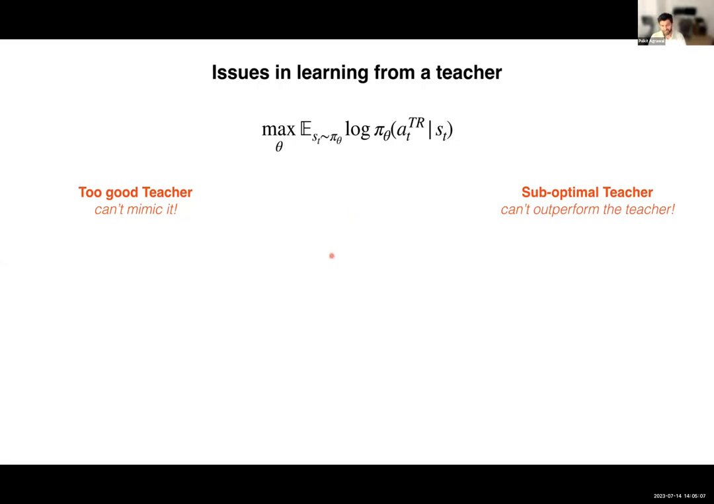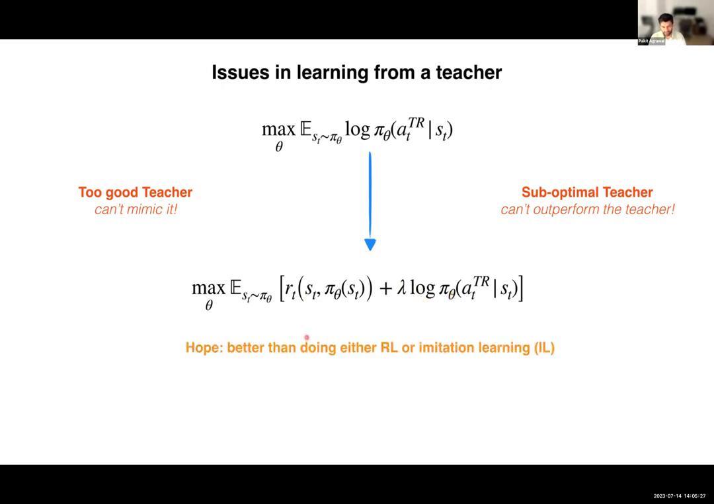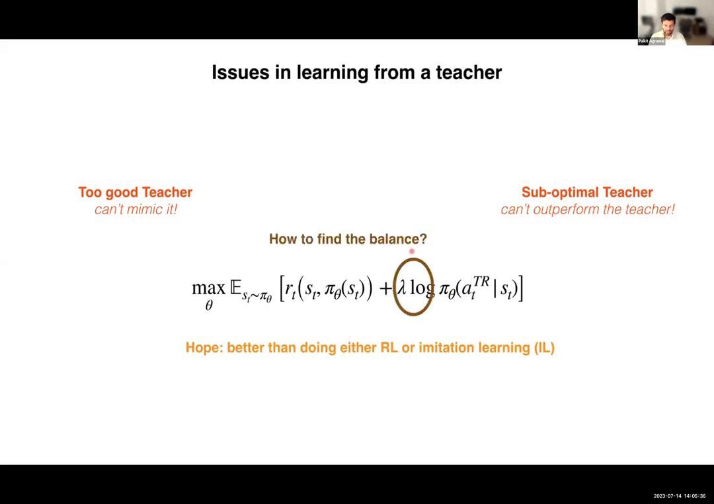So one approach that people use to overcome these issues is to say, we are not just doing imitation learning, but we are also going to add a reward. And we'll jointly optimize the reward function plus lambda times the imitation learning loss. Right? And the hope is that by this formulation, we can do better than just doing RL or just doing imitation learning. But then the key question becomes, how do we find this balanced lambda?